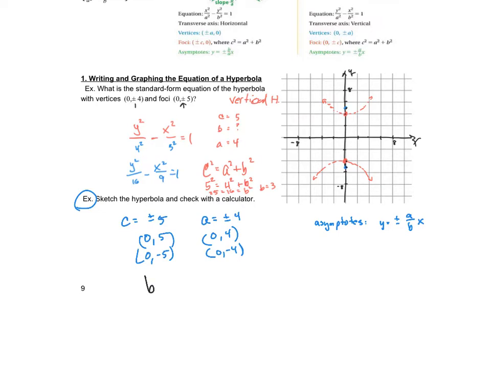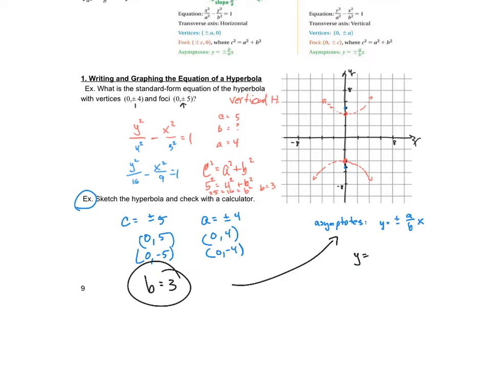And the thing that we don't have is going to be our B. We know B is equal to 3. So if we use our asymptote formula, that will tell us where our asymptotes occur. And remember, our asymptotes are these lines that our graph gets really close to but doesn't touch.